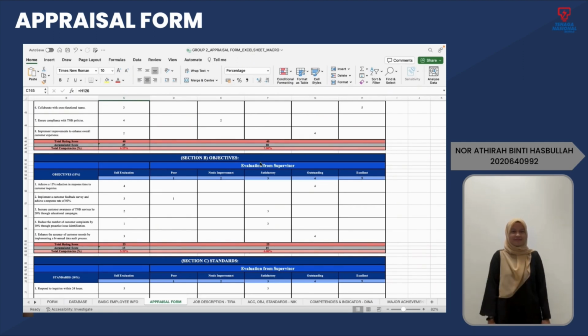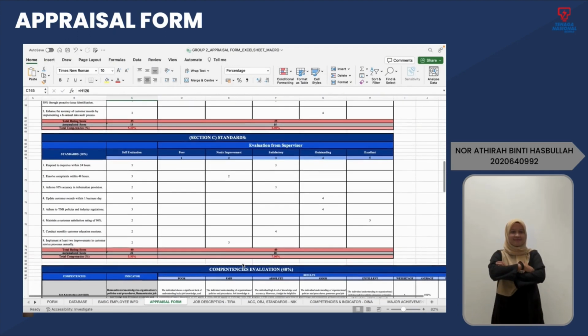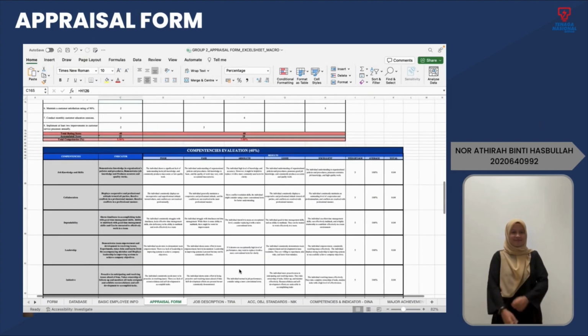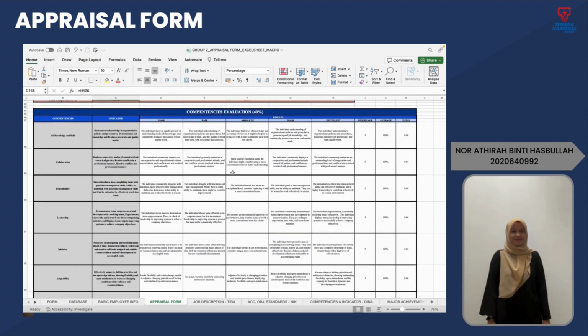In section B, we have the objective section, also 10%, and there are 5 aspects to be reviewed by the evaluator. Section C is also 10% with 8 points to be considered. This section will be explained in more detail by Hazwani in the next slide. Next, the reviewers need to move to the competency section. 40% is taken from this part.